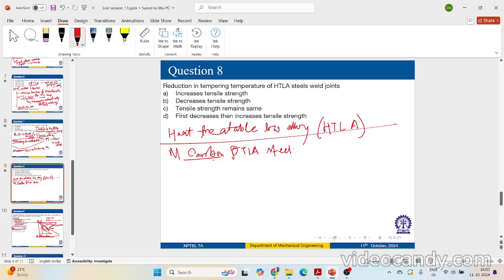So what will be the alloy content? Typically, my alloy content will be up to 5%, and carbon content will be a little higher than what we were talking about for the quenched and tempered low alloy steel. Here the carbon content will be 0.25 to 0.5%, medium carbon.